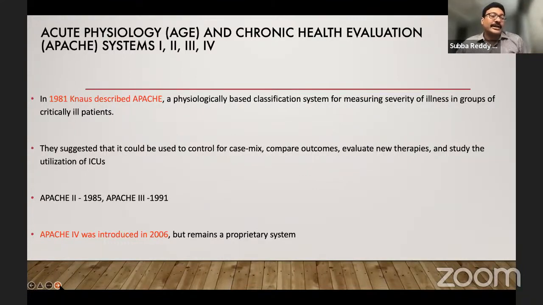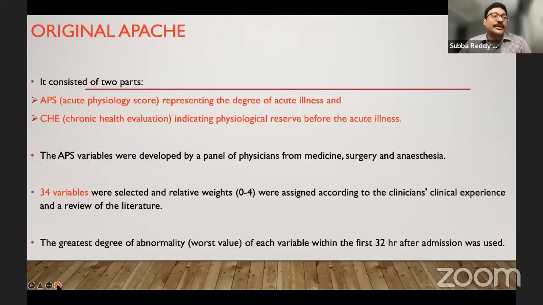So in 1985 they improvised, and then we got the Apache 2 scoring system. In 1991, we got the Apache 3 scoring system. Apache 4 was introduced in 2006, and this is the most commonly used now.